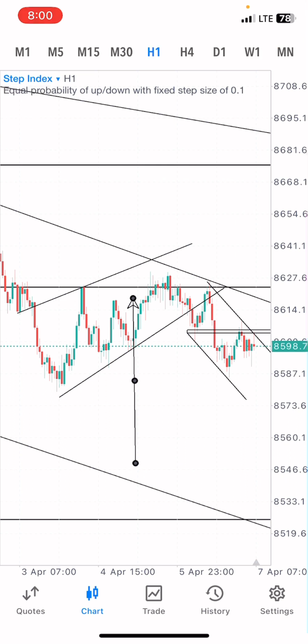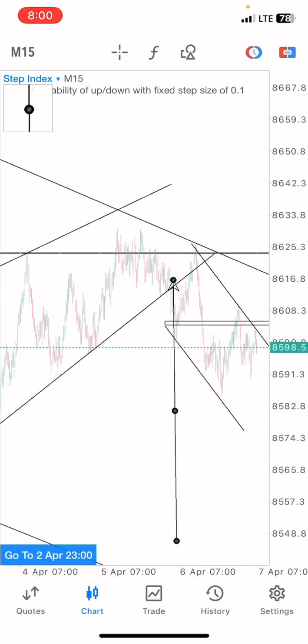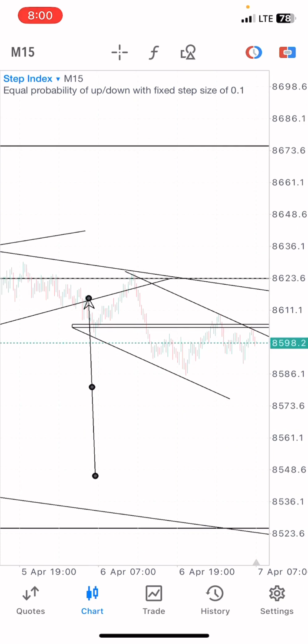We can't just get into the trade on the 1-minute time frame or the 1-hour time frame, because of how volatile the Step Index market can be. So we have to move lower to the 15-minute time frame. What's happening on the 15-minute time frame? You can see clearly that we have a level.